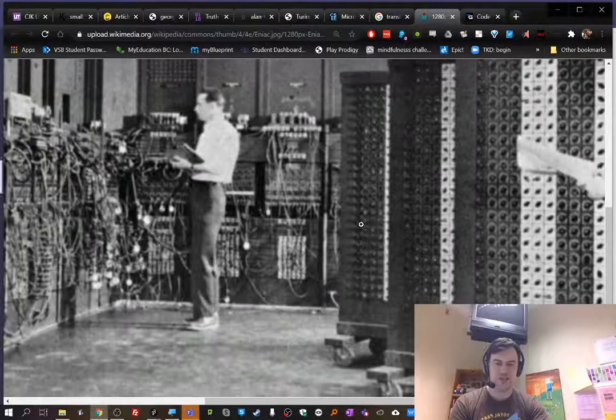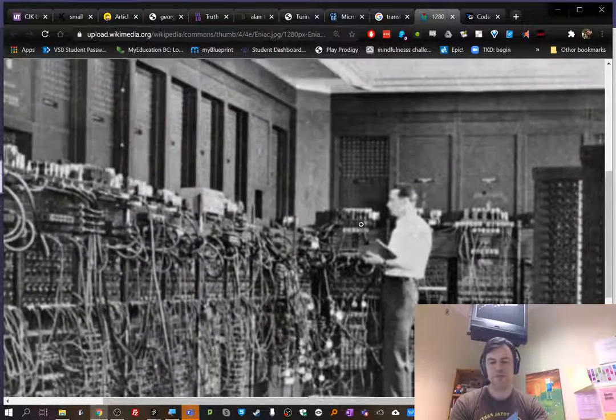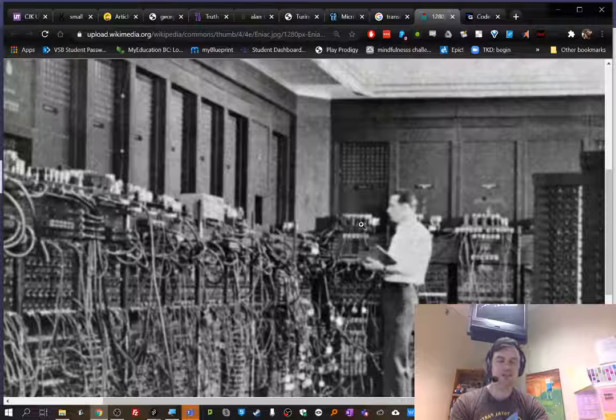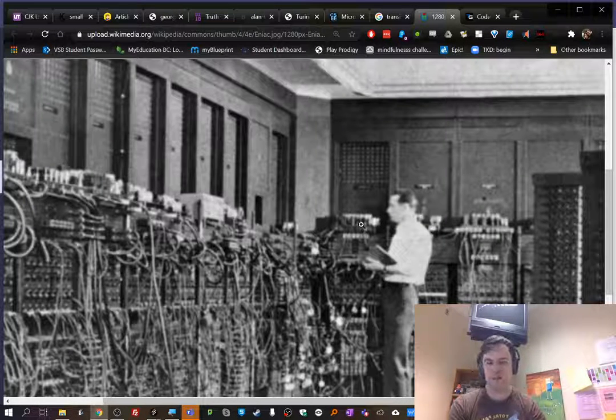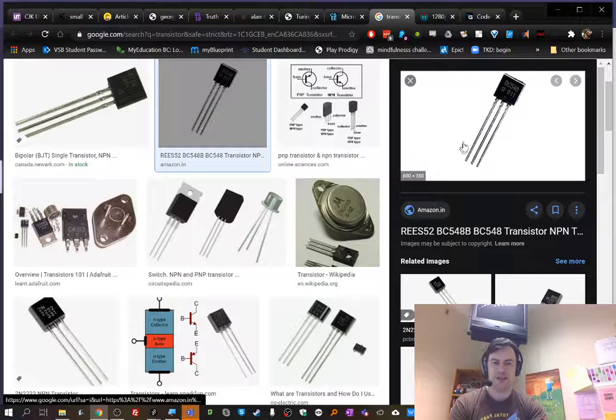So that invention, the vacuum tube, proves to be good enough for the time, but is definitely the bottleneck of this technology. It produces so much heat. They break down easily. They're expensive. They are big. They take a lot of power. So computers can't really go beyond this until someone invents the transistor.